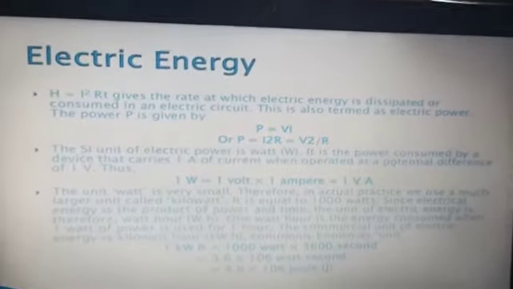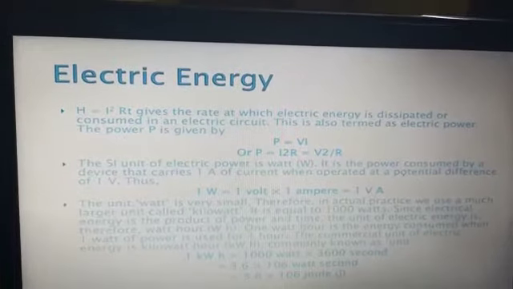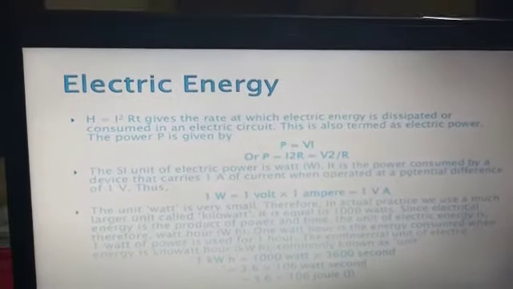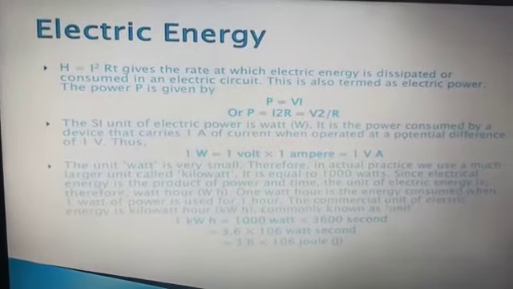So here we talk about the electrical energy that we use in houses. How do we get our electric bill? How do they measure current at home? All of this will be seen in this slide.